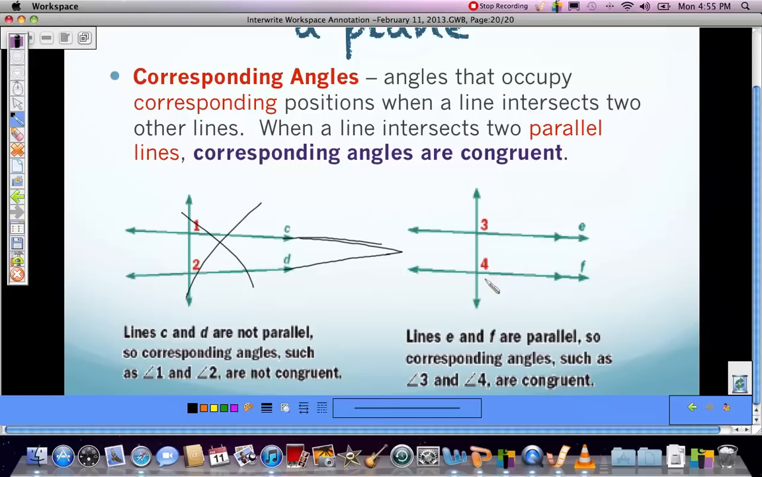If you look at this next example, lines E and F are parallel, and I know so because of these little arrows. This indicates that these two lines are parallel. If you have two parallel lines that are cut by something called a transversal, which we'll talk about next, then their corresponding angles are going to be congruent. So you can see that angle 3 and angle 4 are corresponding because they are in the same position. So these two angles would be said to be congruent. Angle 3 is congruent to angle 4. And we'll talk more about corresponding angles in just a moment.